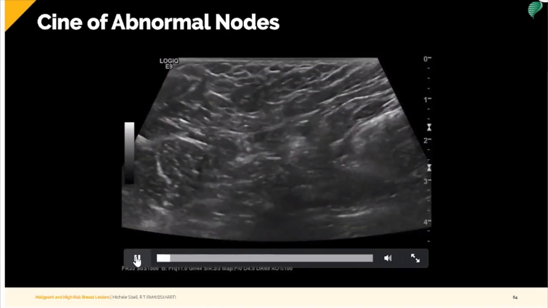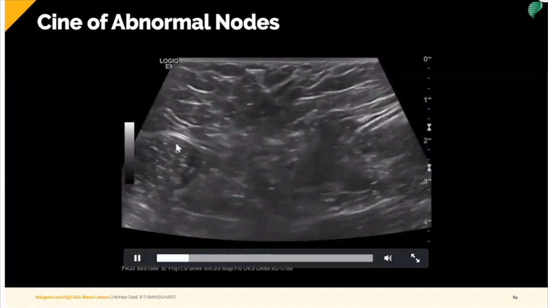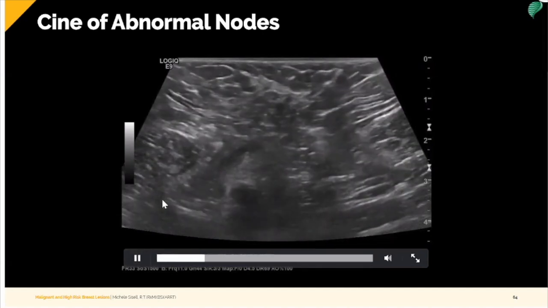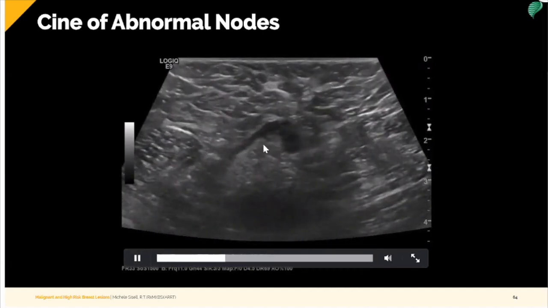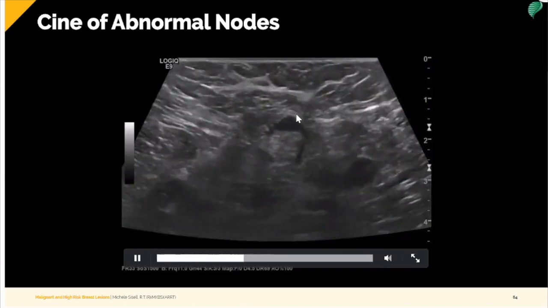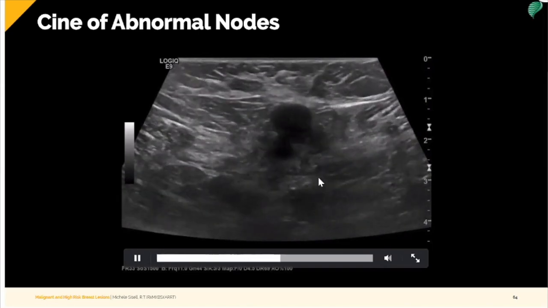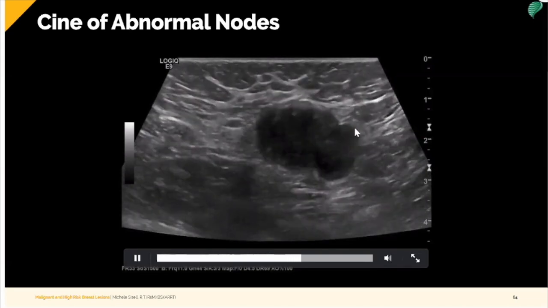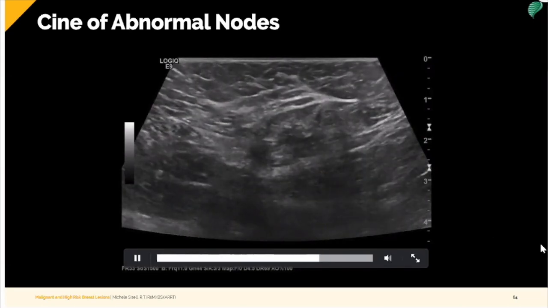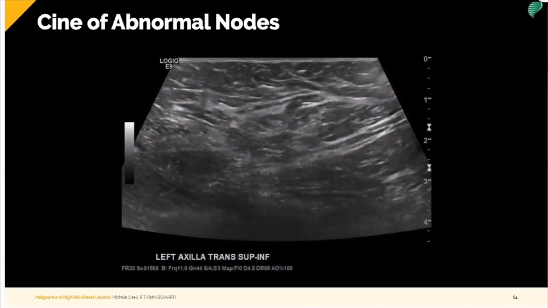Usually we'll use a wide screen when we're scanning our axilla. This is muscle. And so here you can see a lymph node coming in. Here's the hilum, cortex, and you can see it's lumpy, bumpy. We would stop and measure that. Here's another one coming in. So we'd stop and we'd measure that whole thing because we don't see a hilum anymore.